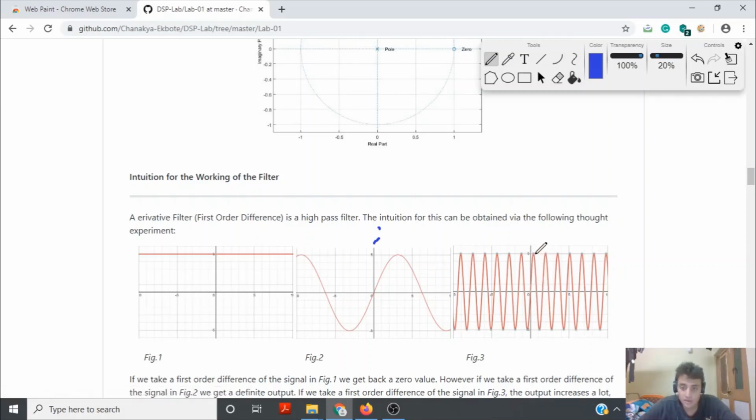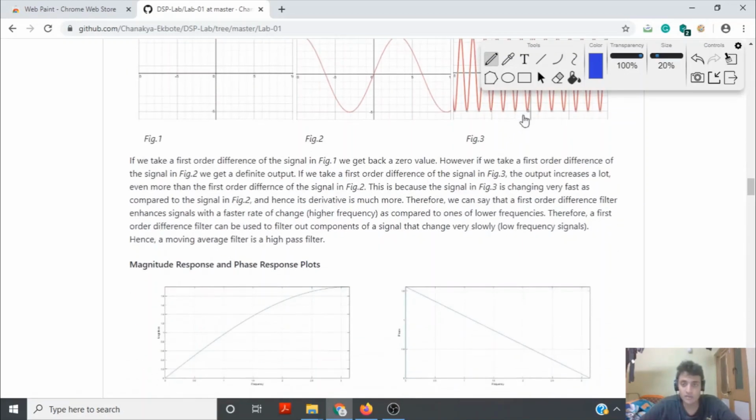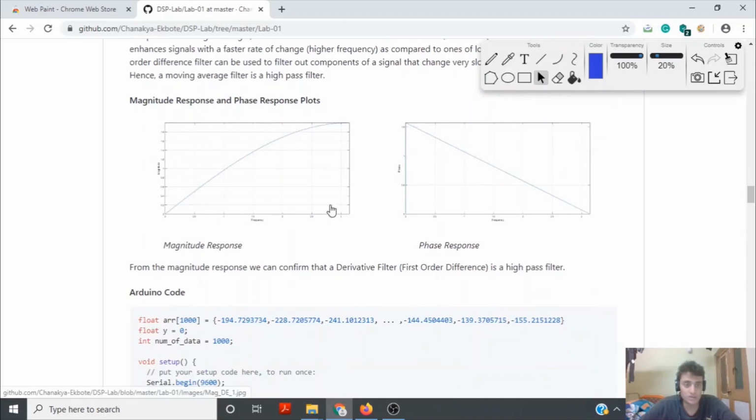So what does that mean? If I take the value of this and subtract this particular value, I get a very high value. So we can observe that as the signal is increasing in frequency, since the slopes are rapidly changing as the frequency increases, the derivatives also will rapidly change, and hence you'll get a higher magnitude. So we can say that a derivative filter is a high pass filter, and this can be further confirmed by looking at the magnitude response of this plot.